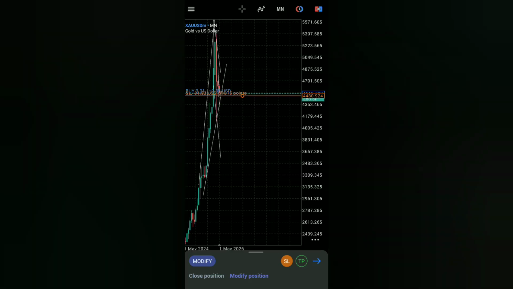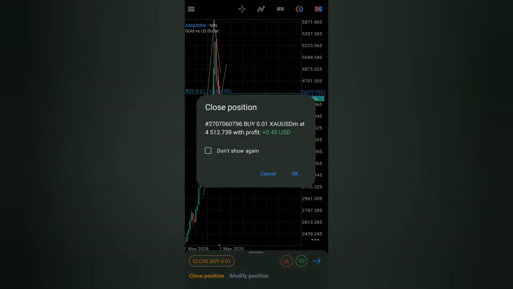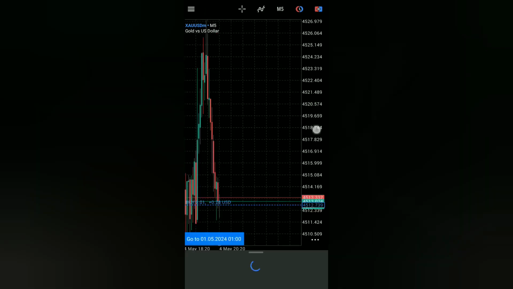Let's say I go for monthly now. Just see the small distance now. Small distance is already 100. So all these things matter. So that's why as a beginner, you go for lower time frame first, since you don't have much capital.